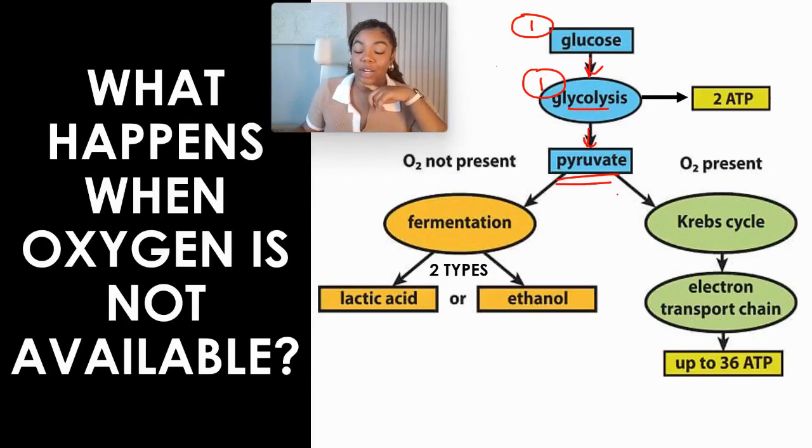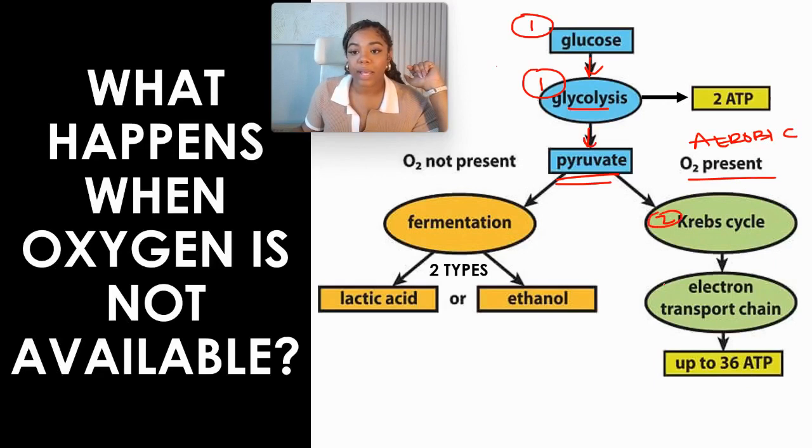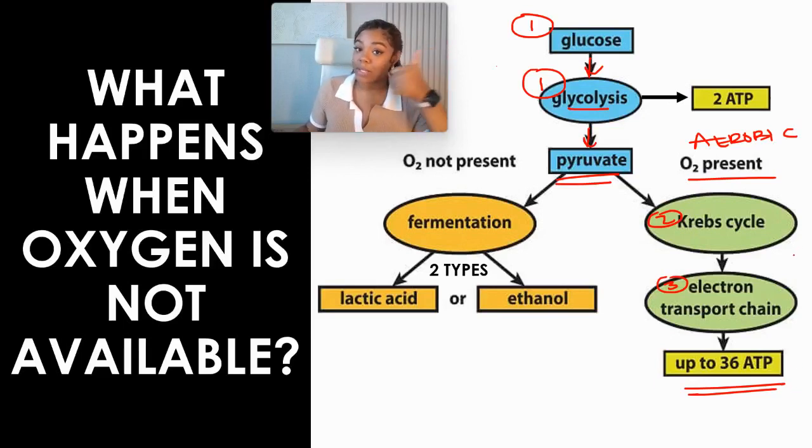Based on the amount of oxygen available, it is going to choose a pathway. So if oxygen is present, it's going to go our aerobic route, which means it's going to go with the Krebs cycle and the electron transport chain. And we know that this makes up to 36 ATP. So when there's oxygen available, we make a lot of ATP.